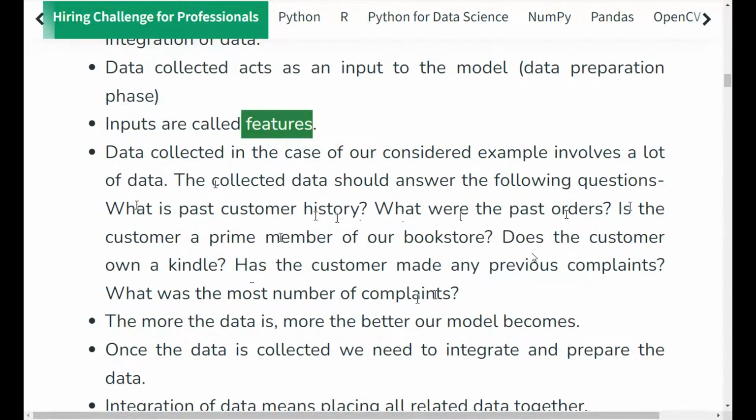Data collected, in the case of our example of Amazon, involves a lot of data. The collected data should answer the following questions. The question is, why does that data have to answer these questions? This is the first question.